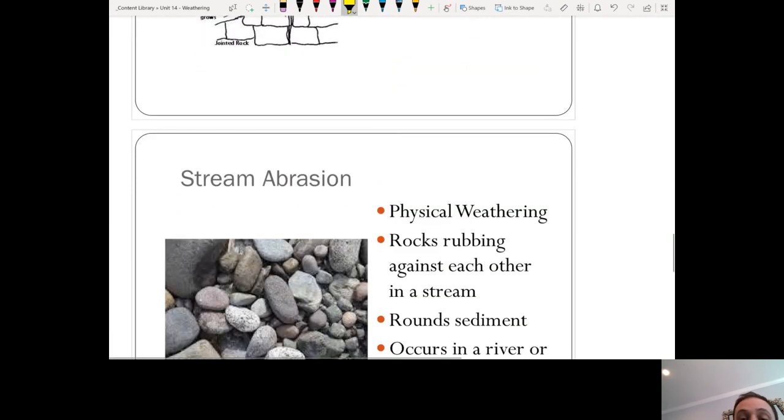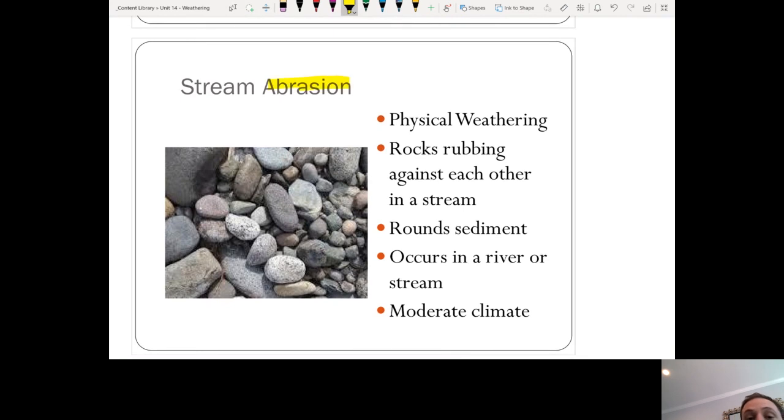Our next example of physical weathering is stream abrasion. Now, abrasion is a general term where we're saying that rocks and sediment scratch and bump into each other. So that's just a general statement, right? We could have abrasion when rocks are tumbling down the side of a hill. In this scenario, we're referring to it happening in a stream.